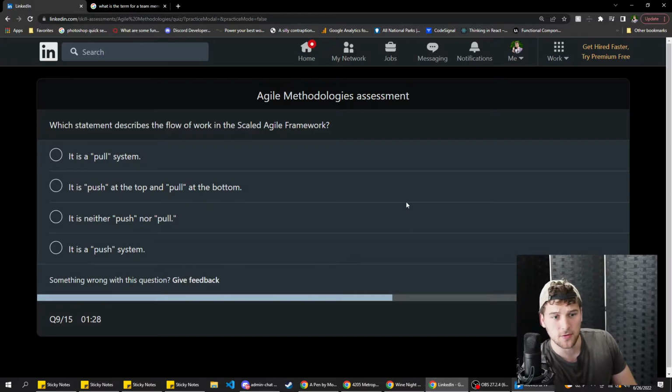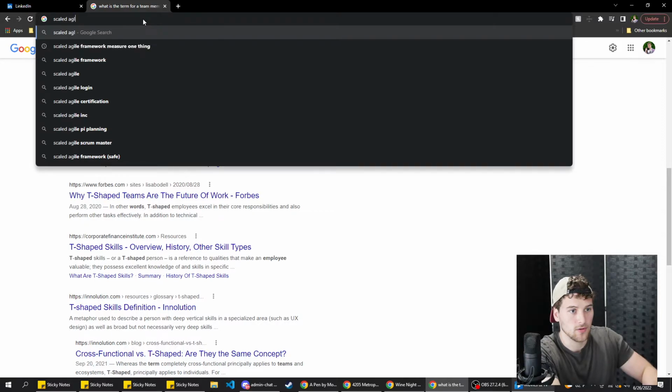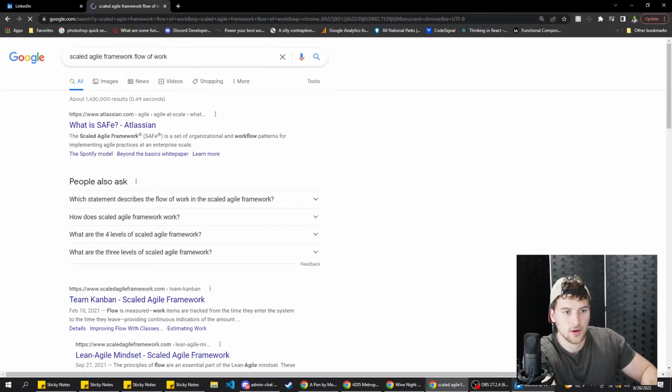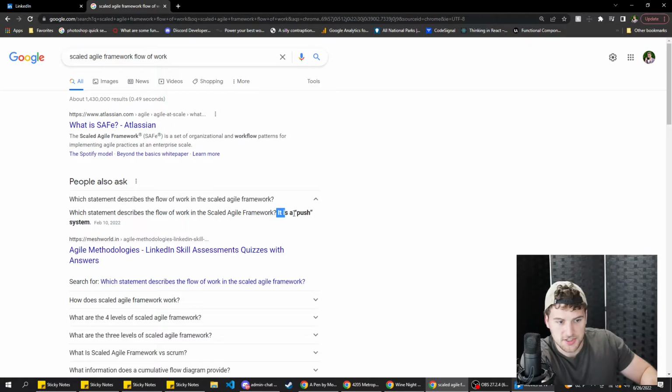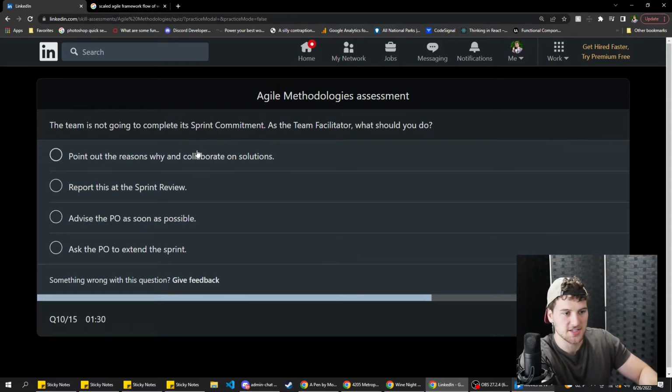Which statement describes the flow of work in the Scaled Agile Framework? It is a pull system. It is a push at the top and pull from the bottom. It is neither push nor pull. It is a push system. No idea. What are we looking for? What's the keyword? Scaled Agile Framework, flow of work. What is Scaled Agile Framework? What is a system? It is a push system. So it is a push system. Boom. Easy peasy, lemon squeezy.